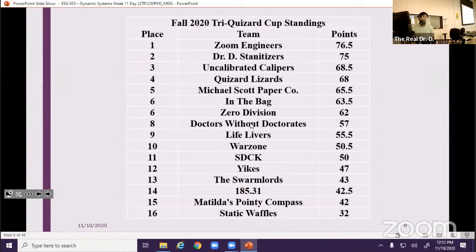Next week's points are going to be tied to the exam in the way that the last exam worked. So your whole team gets averaged together, and then the top score gets first place points, and so on and so forth. Okay.